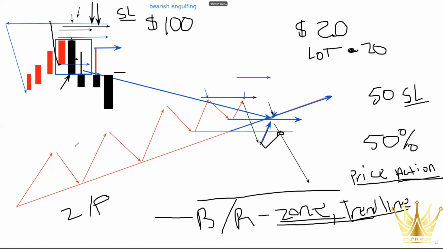Let's continue. Bearish engulfing, break and retest. Let me clean up a little bit. I don't know if you guys want to screenshot this. It does help, and write it down in your notes.